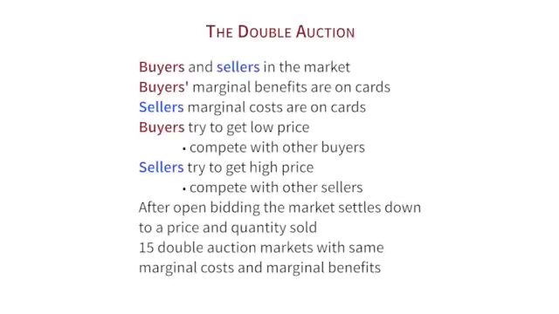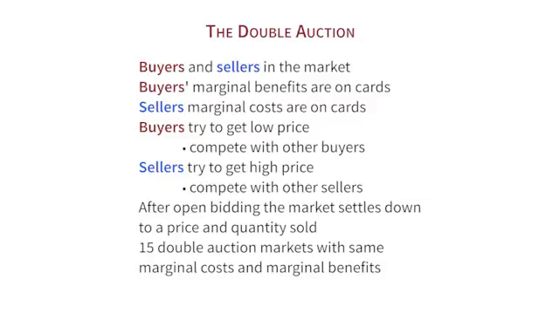So the basic idea is that you have both buyers and sellers bidding. That's why it's called a double auction. Both buyers and sellers are in the market. The buyers are trying to buy things in the market, and they get marginal benefits from what they buy, and their marginal benefits are represented on cards. There's also sellers, they're the firms trying to sell things, and their marginal costs are also represented on another set of cards. The idea in this market is that buyers and sellers are going to interact like in any other kind of market, and we're going to see what happens.